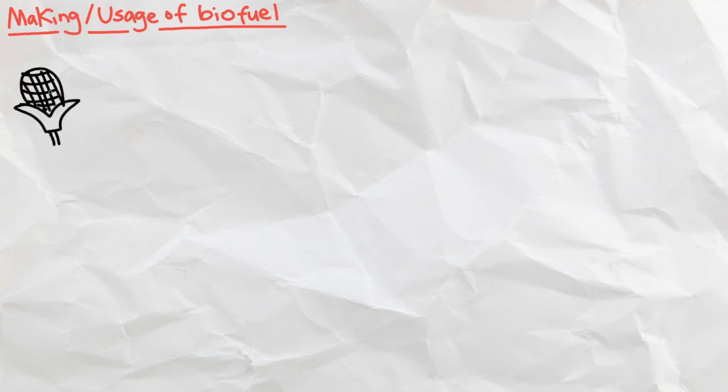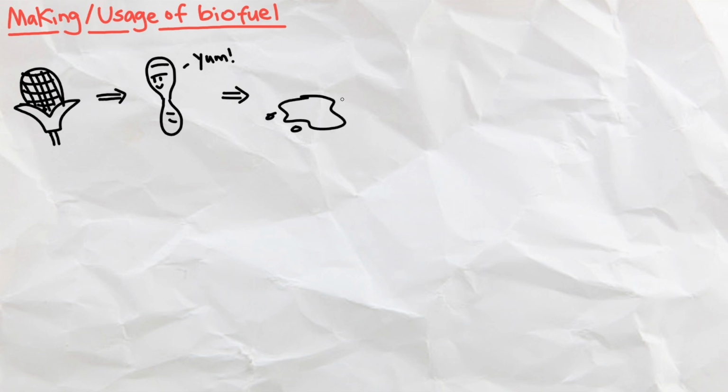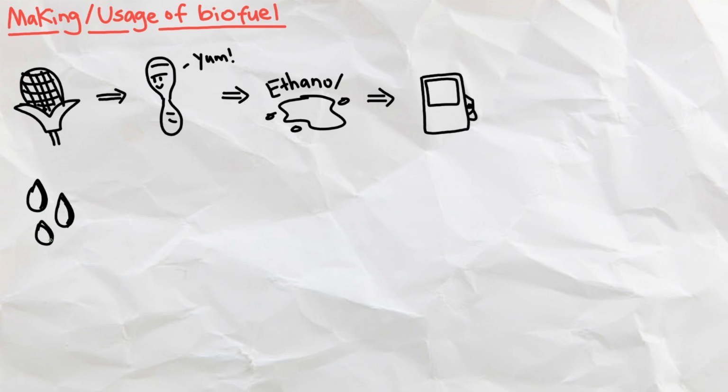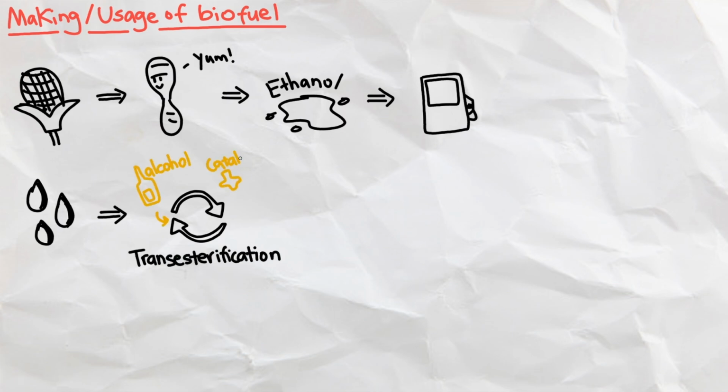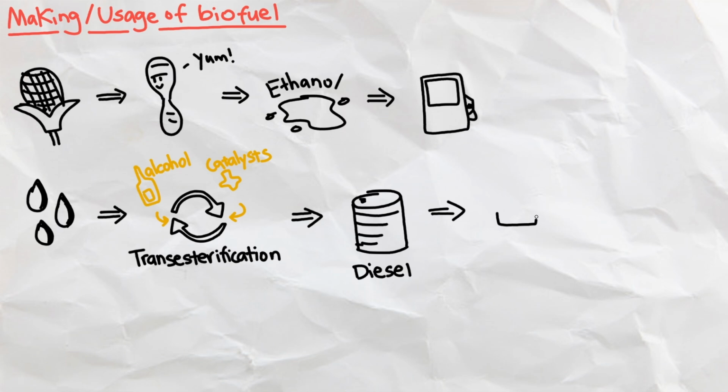Feedstock high in sugar is usually converted into ethanol through fermentation with the help of yeast, which is then mixed with gasoline as a transportation fuel. And speaking of transportation, we can make biodiesel from oils and fats through a process called transesterification, where they are mixed with an alcohol and catalysts to speed up the reaction. The biodiesel is then mixed into petroleum diesel to power diesel engines, which are mostly found in trucks and farming equipment.